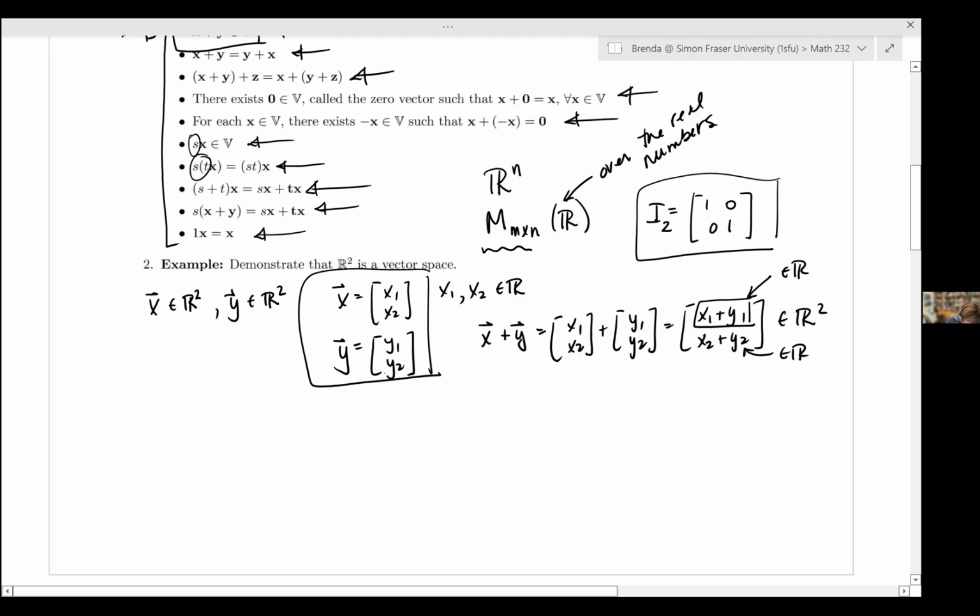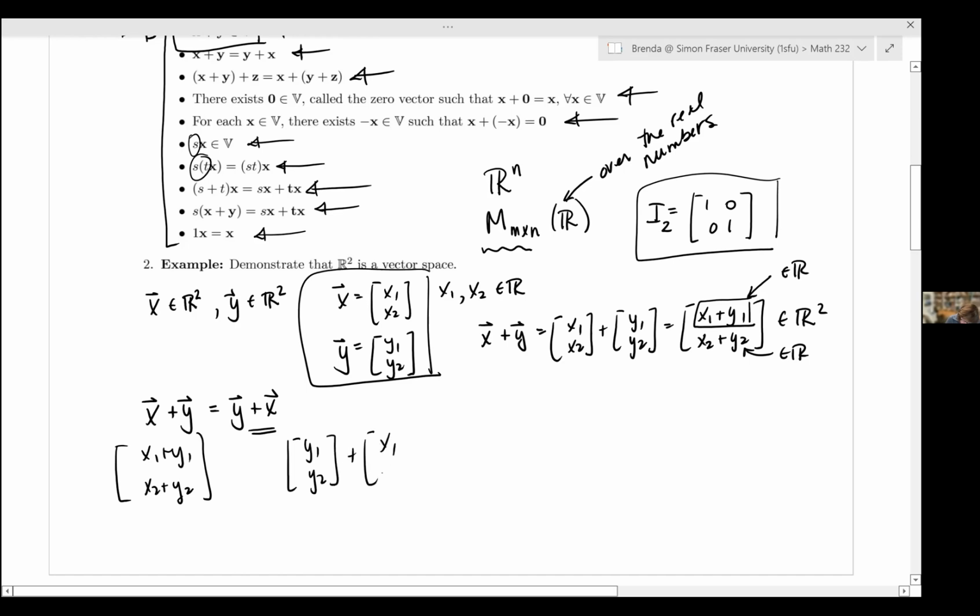Okay, let's just do one more. Let's try to show this property here. I've already done x plus y, so I'll write it here. And then on the right hand side, I'm thinking of adding y plus x, like that, and I get a sum that looks like this. Then I'm trying to show that these two things here are equal, this one here and this one here.